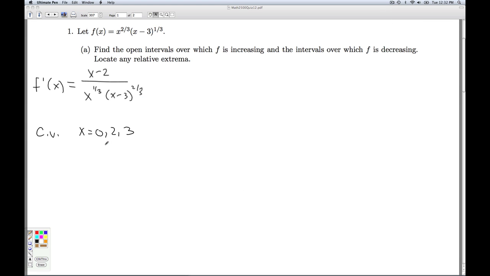Alright, so we have critical values x equals 0, 2, and 3. And what we're going to do is put them on a real number line. And we know that at 0 and 3, the derivative was undefined. So I'm going to put question marks there because I don't know what's going on there. I know that the derivative at 2 was 0, so I'll put a 0 there.